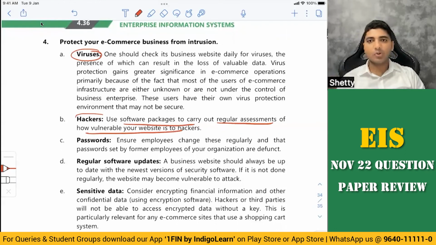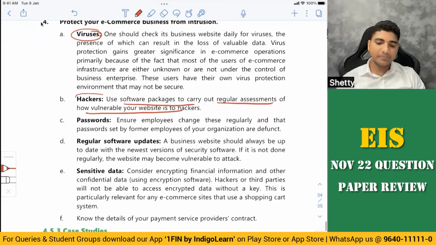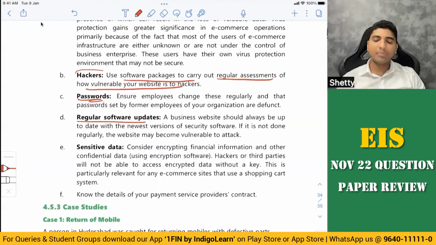Okay. The next one is password. You should tell employees not to use very weak passwords like 1234567, or to use their mobile number or their name itself, and you should also ask them to change it very regularly. And next, you must also update your softwares on a regular basis so that you remain updated and your security system is also up to date.